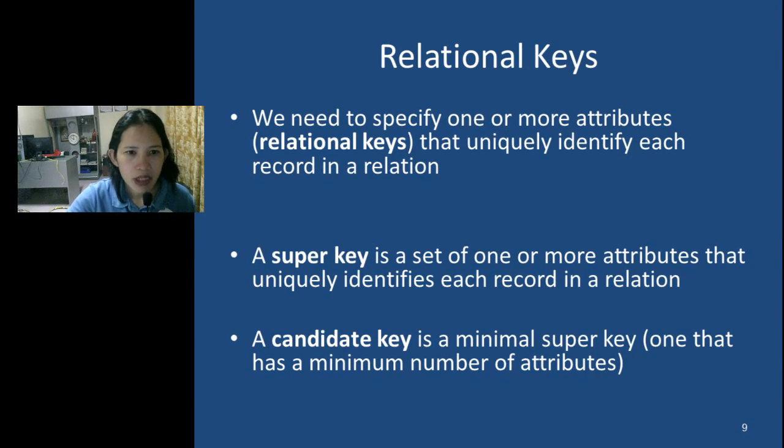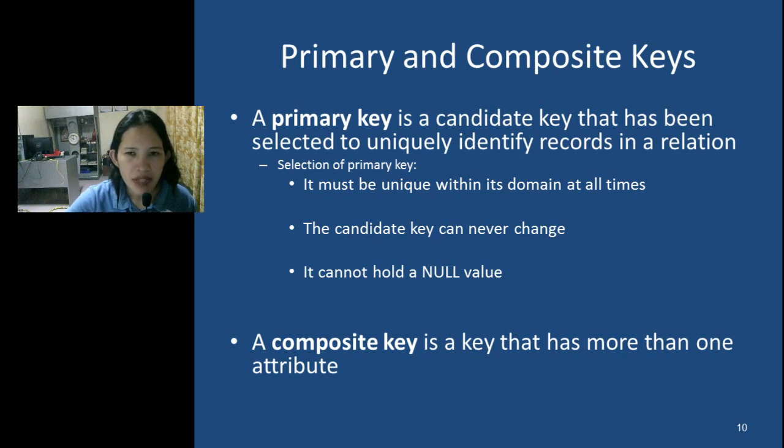Relational keys. We need to specify one or more attributes, or relational keys, that uniquely identify each record in a relation. One of the relational keys is called the superkey. It is a set of one or more attributes that uniquely identifies each record in a relation. A candidate key is a minimal superkey, one that has a minimum number of attributes. A primary key is a candidate key that has been selected to uniquely identify records in a relation.